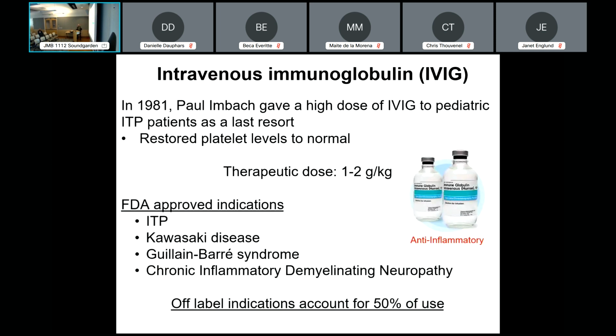In the 80s, out of desperation, a Swiss clinician gave essentially a 5-fold higher dose of the same preparation to pediatric ITP patients. So this is an autoimmune disease where platelets are attacked by autoantibodies. And that higher dose restored the platelets to normal levels. And it's been approved in that capacity for a handful of indications by the FDA and other regulatory agencies. But it's given an absolute ton off-label in this capacity. So it's the same preparation that just has completely paradoxical properties at different doses.